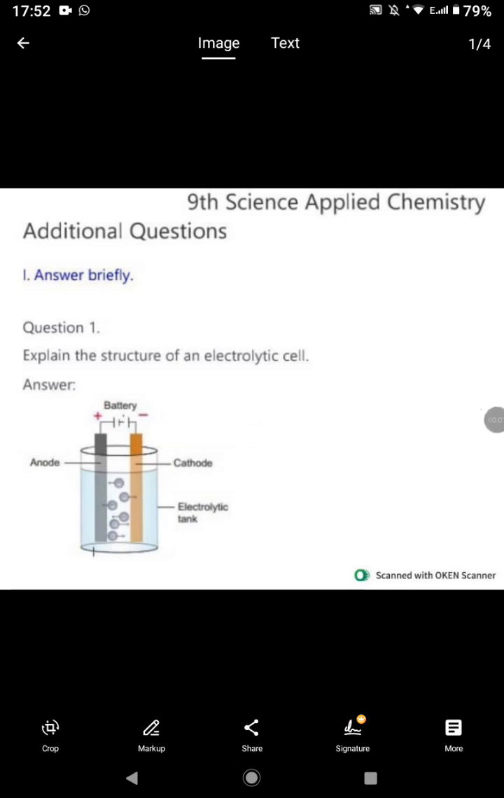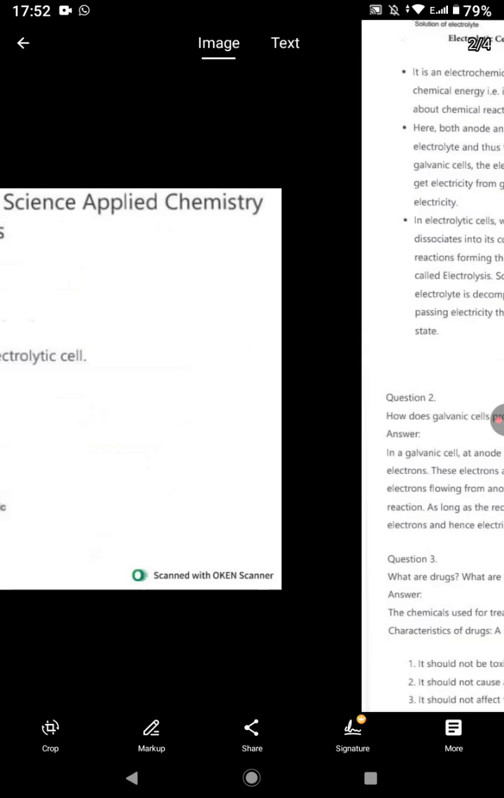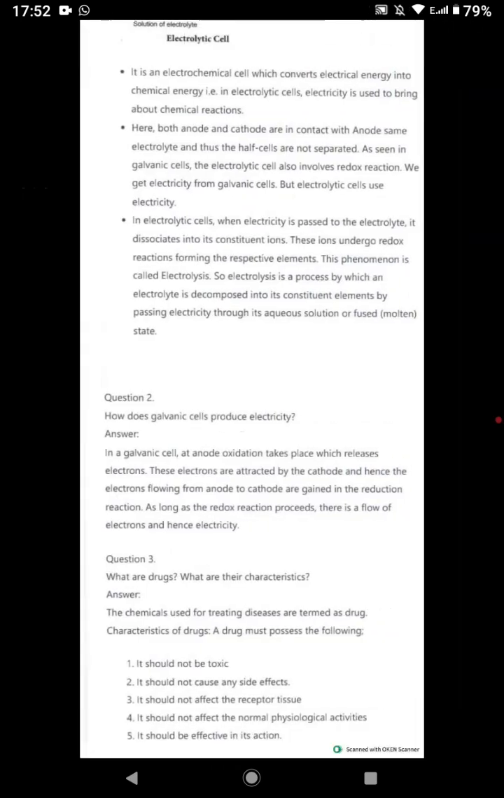Ninth Science, Applied Chemistry, Additional questions. Answer briefly. Explain the structure of an electrolytic cell. Answer: battery, anode, cathode, electrolytic tank. Solution of electrolytic cell. It is an electrochemical cell which converts electrical energy into chemical energy. In electrolytic cells, electricity is used to bring about chemical reactions.